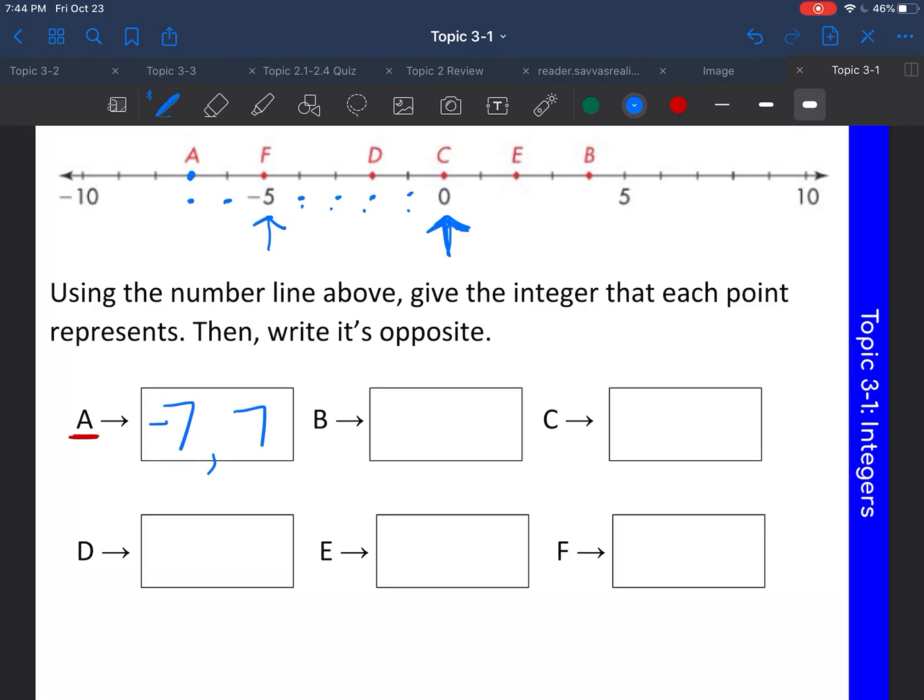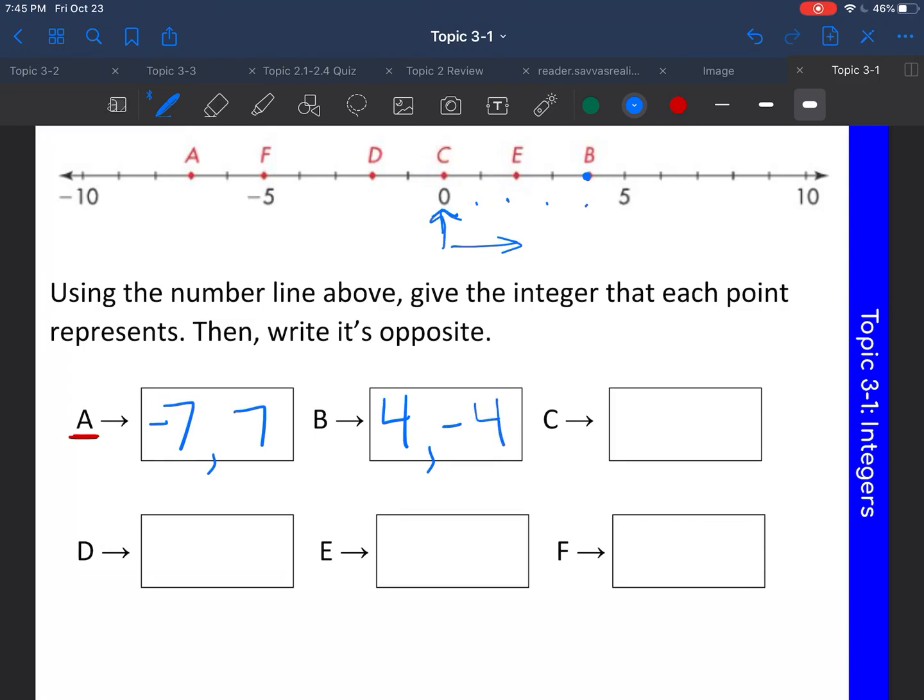Okay, let's look at B. I see B is right here. So what is the integer that B represents? Well, B is 4. 0 is right here. Count this way. 1, 2, 3, 4. Okay, so B is 4. The opposite of 4 is -4.